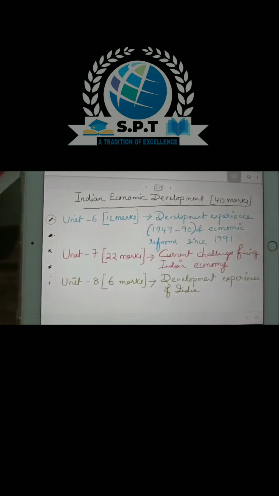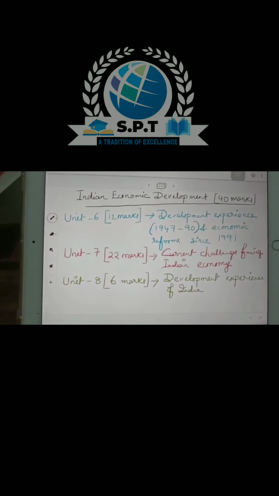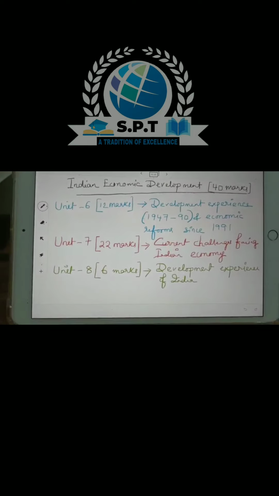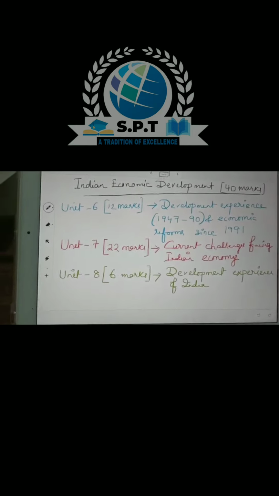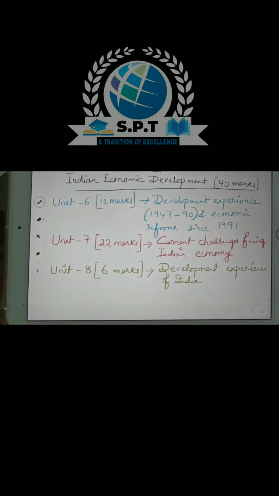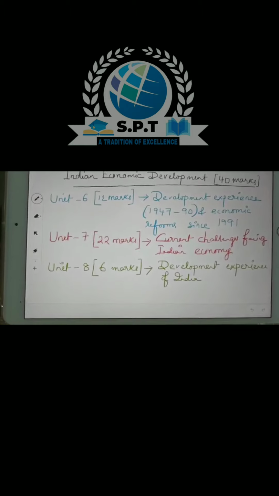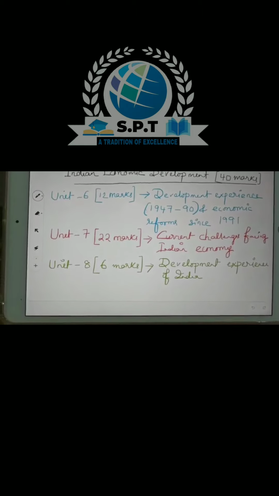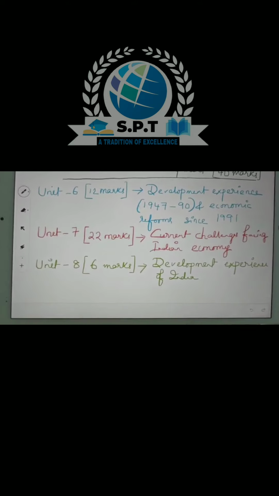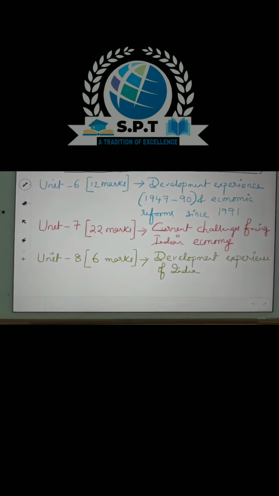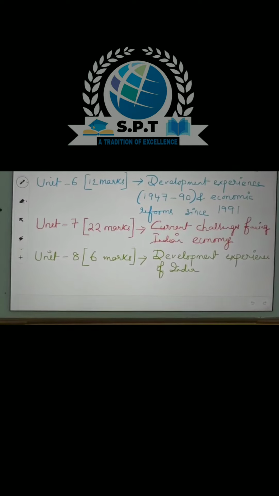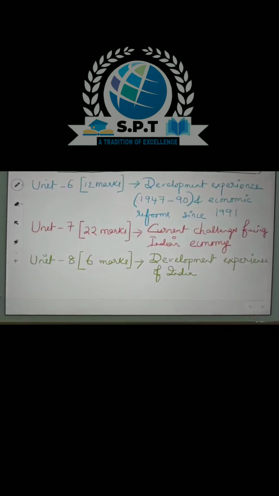Next, we will talk about Indian economic development, which is again of 40 marks, having units 6, 7 and 8 respectively. Unit number 6 is of 12 marks: development experience and economic reforms since 1991. Unit 7, which is actually of 22 marks, is a unit consisting of 6 chapters, that is, current challenges facing the Indian economy. Coming to the last, unit 8, of 6 marks, this is the development experience of India.